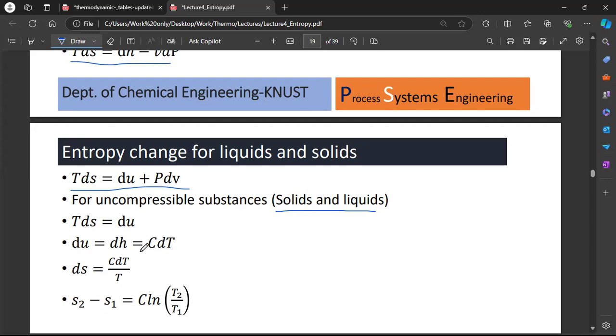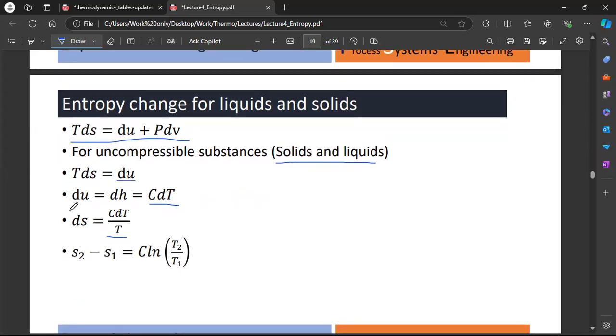Is that okay? So we can represent it with C dT. So I can replace the dU here with the C dT. And then what we can see now is that it will become TdS is equal to C dT. We can make the S the subject now, and we'll have C dT over T. So that's what we see here.